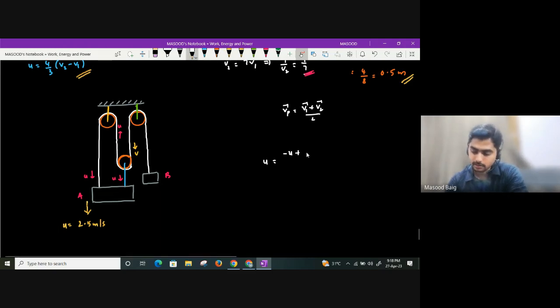So what I can write here, plus v divided by 2. So 2u will be minus u plus v. I'll get v value as 3u. Because we got positive, it means we have taken the direction correct.